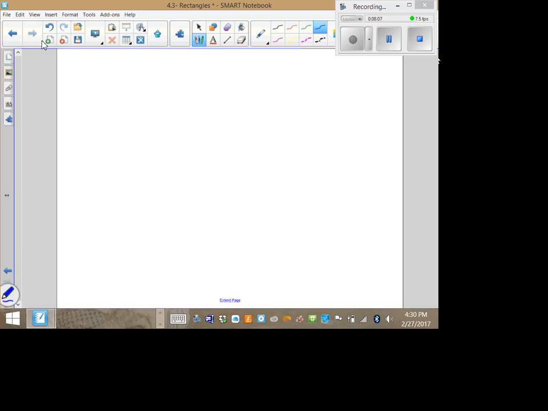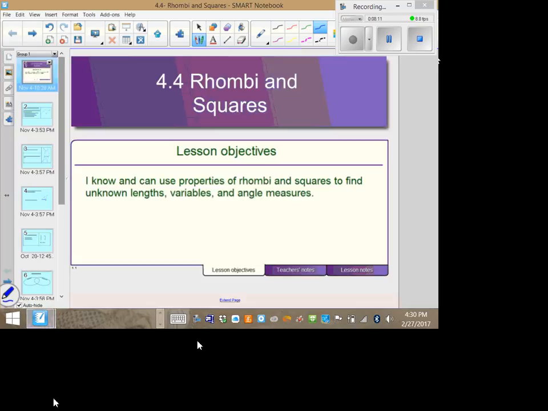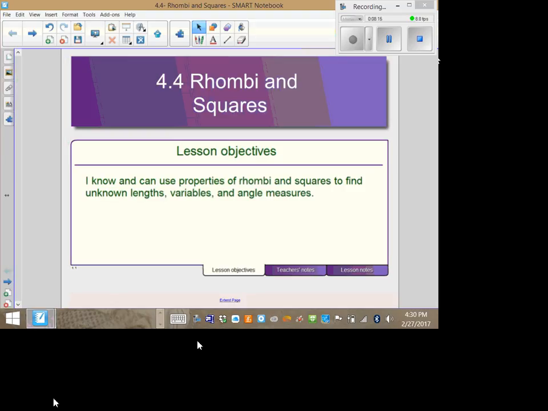So that completes 4.3. In this same video, we are going to move on to 4.4, and we're going to be talking about rhombi and squares. So the lesson objective is: I know and can use properties of rhombi and squares to find unknown lengths, variables, and angle measures.